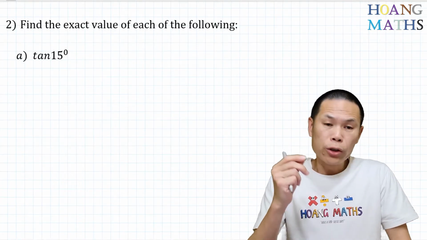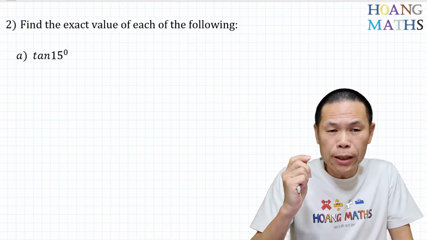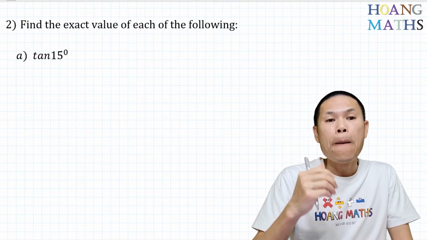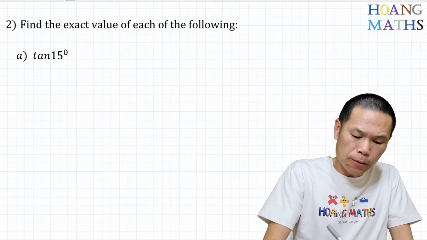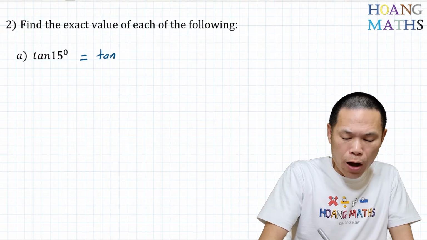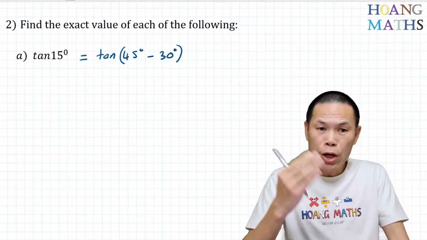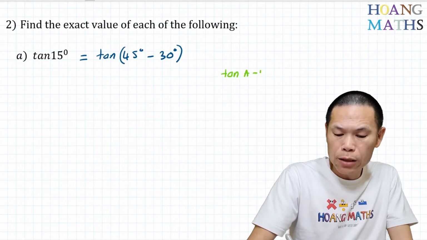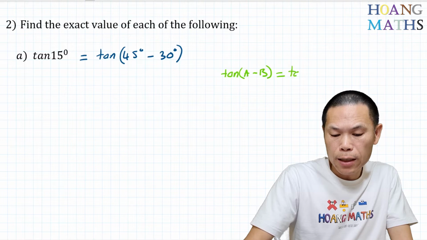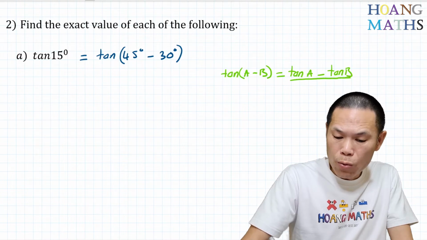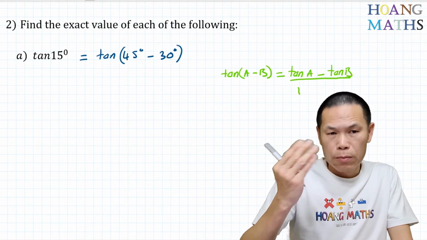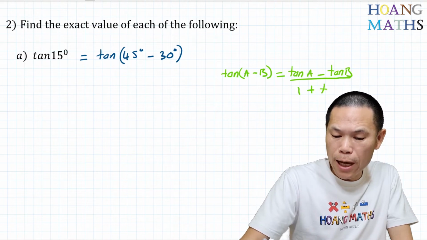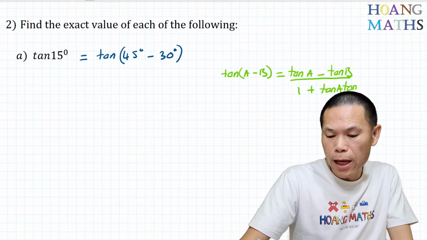First one: tan of 15 degrees. We know that 15 degrees is equal to 45 degrees minus 30 degrees. So that means this will give me tan of 45 degrees minus 30 degrees. And we know the trig identity, tan of A minus B, which gives me tan A minus tan B over 1 plus tan A times tan B.